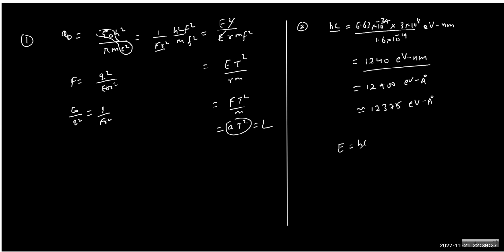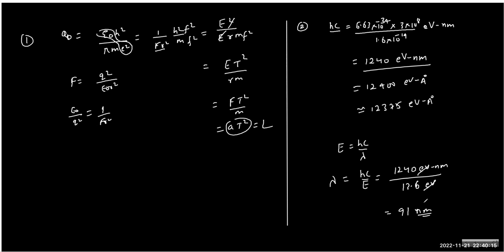Energy is hc by lambda, so lambda is hc by energy. Because this is 1240 eV nanometer, and energy we know in electron volt already, your answer will be approximately 91 nanometer. You can check the answer, and this is how you solve the question. Questions are not difficult, just whether you have the habit of solving questions like this or not.